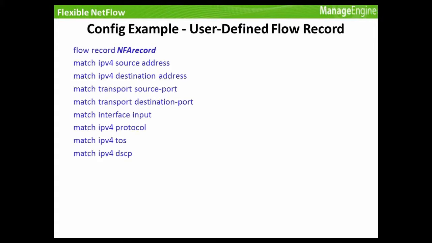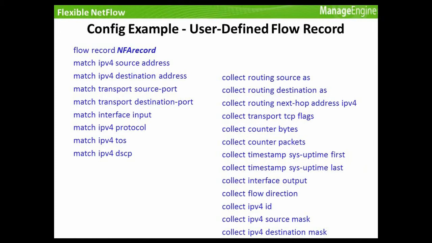What you see on the screen is an example for a user-defined flow record, because you define the name, what information has to be collected, the match statements to be used, the collect statements to be used, and whatever fields you require can be added. Something like match ipv6 can be used to collect IPv6 traffic information, MPLS labels, multicast traffic, and video traffic. All of these flow records are easily available in Cisco's documents.